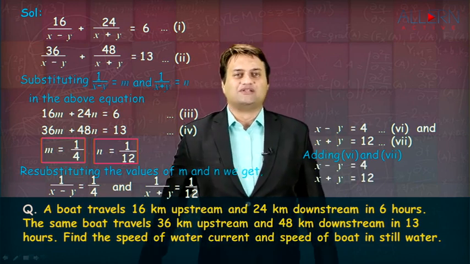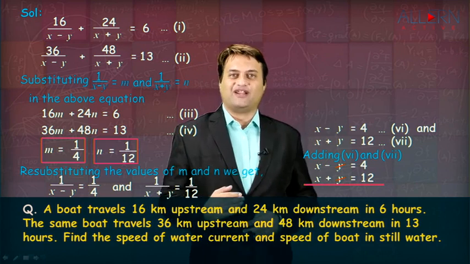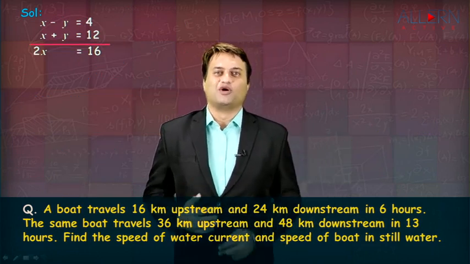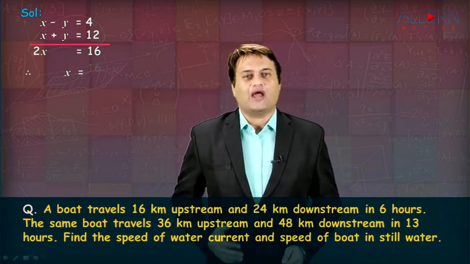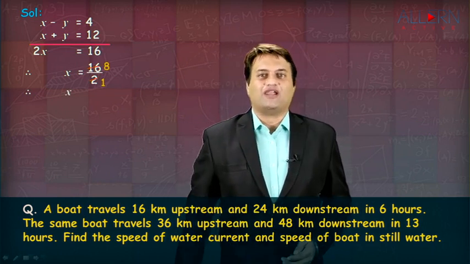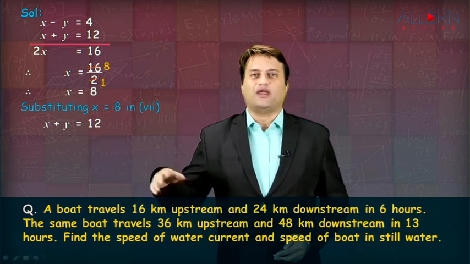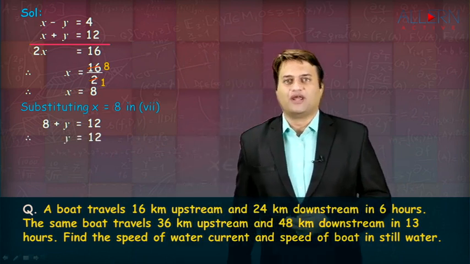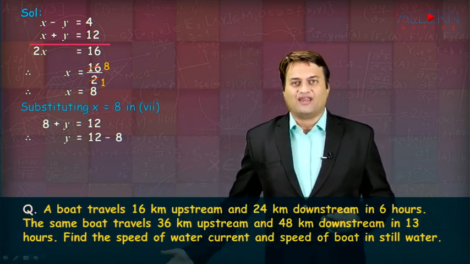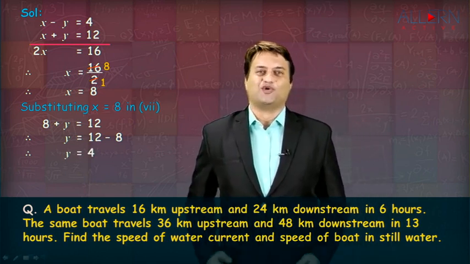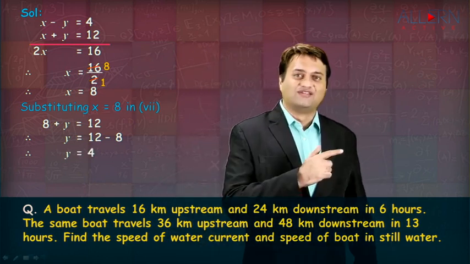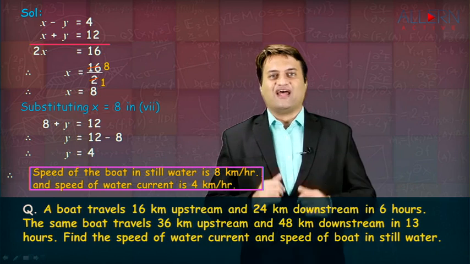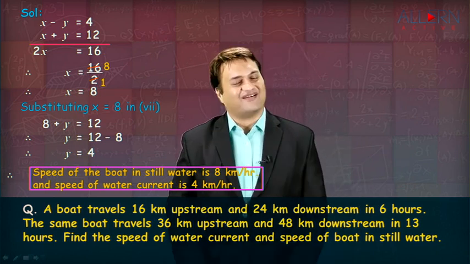When we add equation 6 and equation 7, plus y minus y will get cancelled. X plus x will be 2x, 4 plus 12 will be 16. So you get x is equal to 16 upon 2. So x is equal to 8. Once we get the value of x as 8, substitute x is equal to 8 either in the 6th equation or the 7th equation. If we substitute in the 7th equation, we get 8 plus y is equal to 12. We get y is equal to 12 minus 8. We get y is equal to 4. X is 8, y is 4. The final answer is, therefore, speed of the boat in still water is 8 kilometers per hour and speed of the water current is 4 kilometers per hour. As simple as that.